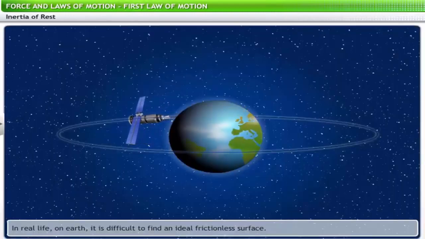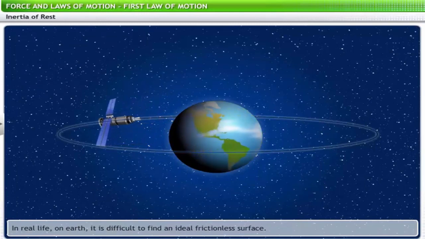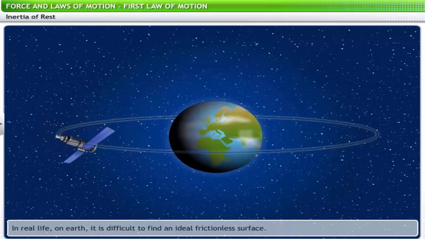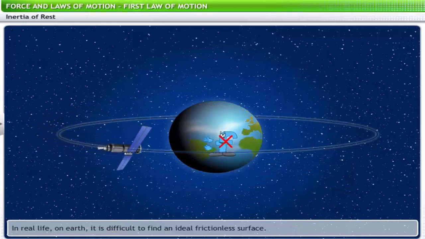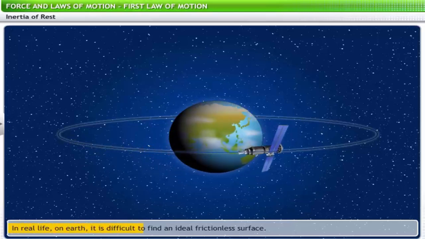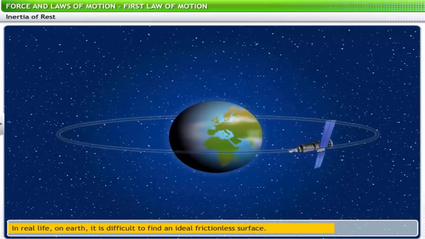Now let's look at an object that retains its state of motion. A satellite orbiting the Earth continues to revolve with constant velocity, as no external force such as friction is applied on it. In real life, on Earth, it is difficult to find an ideal frictionless surface.